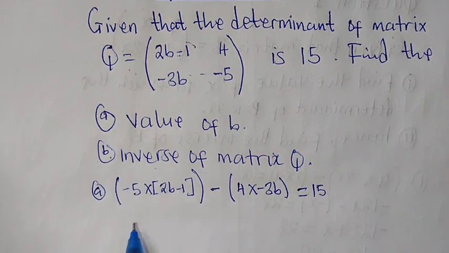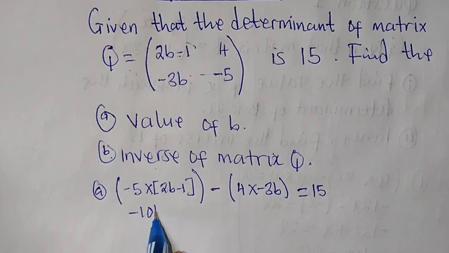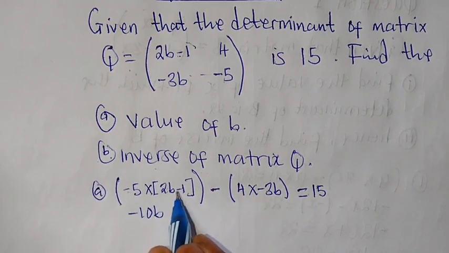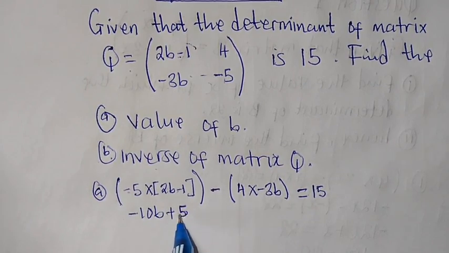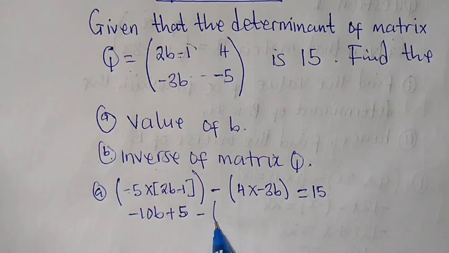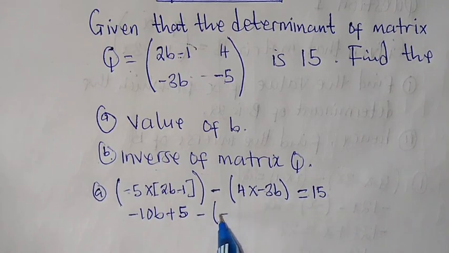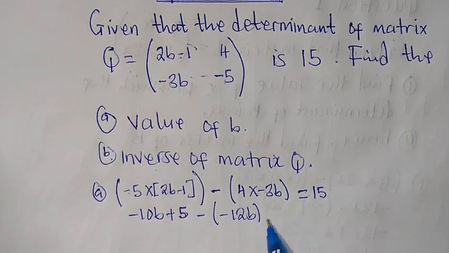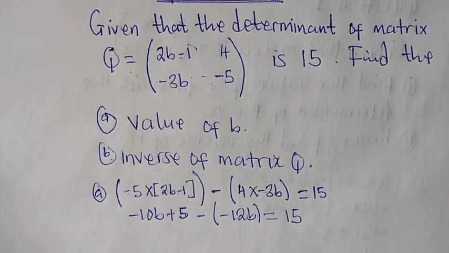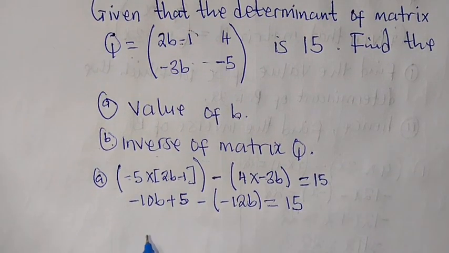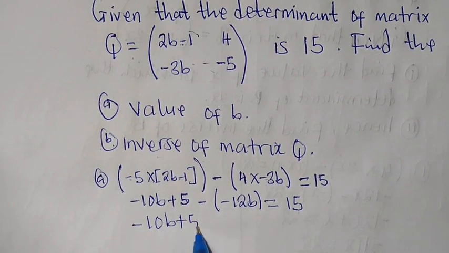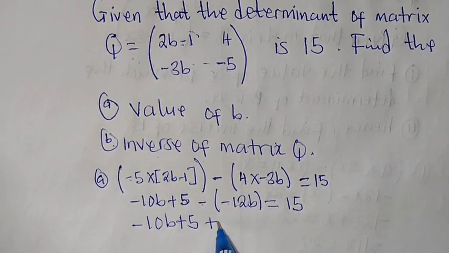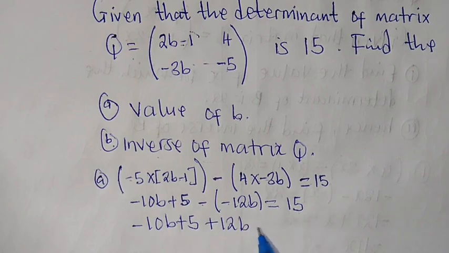Negative 5 times 2b, this will give us negative 10b. Then negative times negative, it's a positive. 5 times 1, it's a 5. Then minus 4 times negative 3b, this will be negative 12b, equal to 15. Then from here, we are going to open the bracket. So write negative 10b plus 5, negative negative, positive 12b, equal to 15.